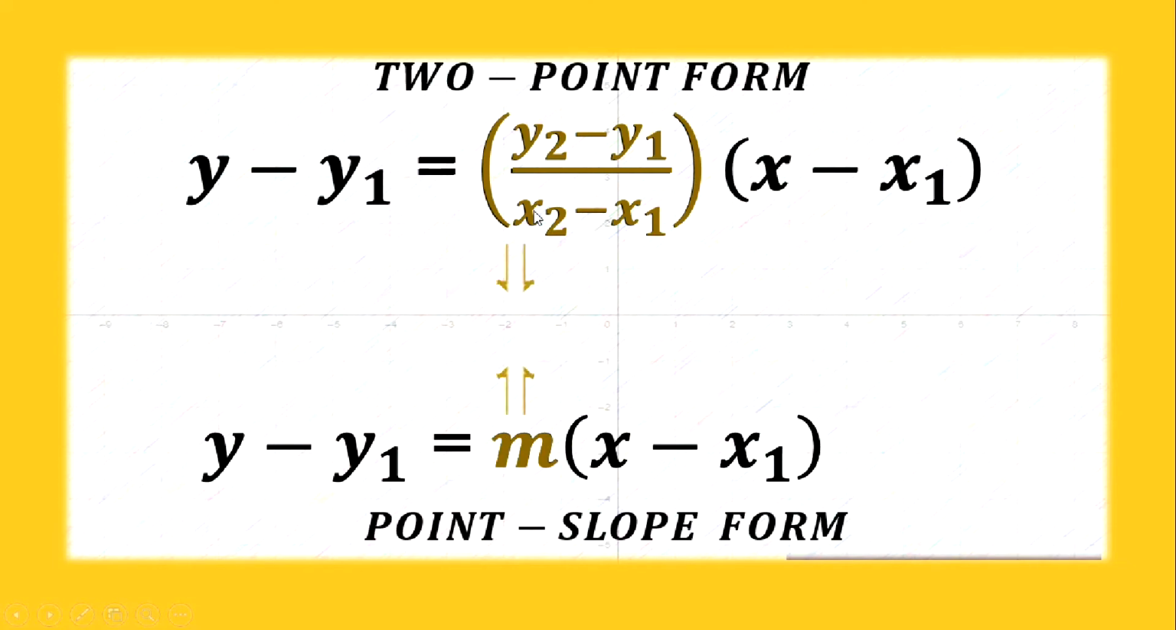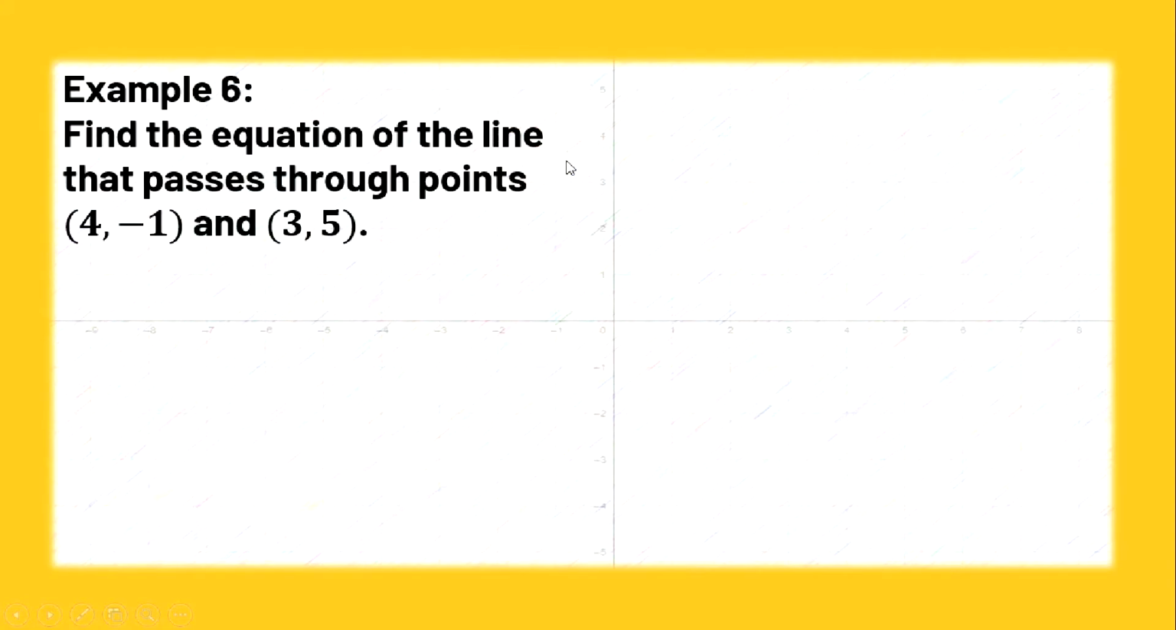So, ibig sabihin, pareha silang nag-represent sa slope natin. Mahaba lang to since hindi given yung slope kapag 2.4, 2-point form ang gagamitin natin. Okay, let us try this one.